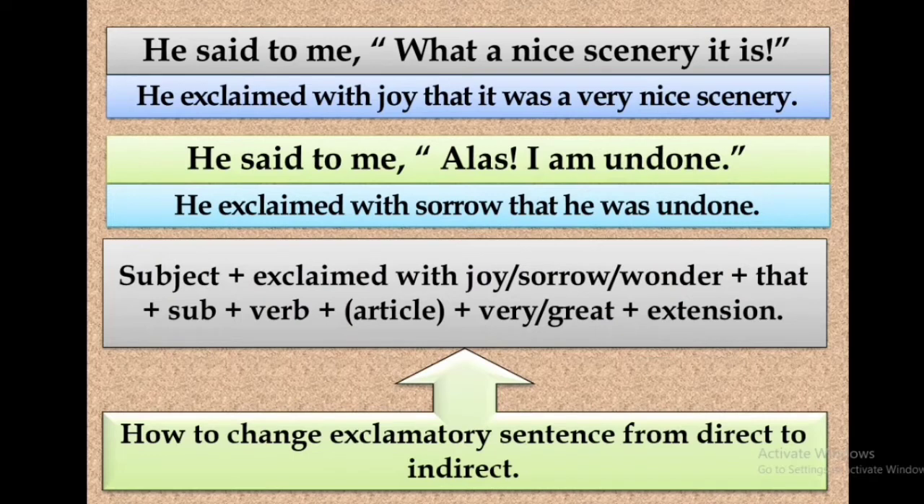And then that instead of inverted comma, and then the subject of the reported speech, and then the verb and article if there is any in the indirect speech, and then very or great, and then the extension. These are the rules of how to change an exclamatory sentence from direct to indirect. So dear students, learn this rule very carefully and try to understand how an exclamatory sentence can be changed into indirect speech.